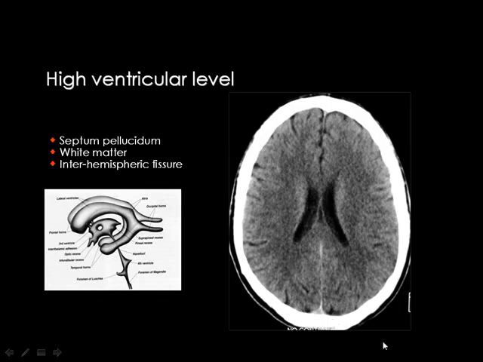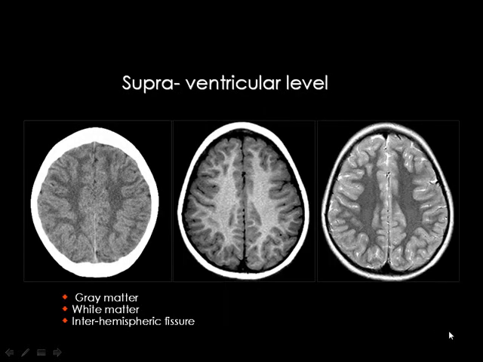Then after going up, you will see the body of the ventricle. You are cutting here through the body of the ventricle, and you see this is the body of the ventricle on the left side, and this is the body on the right side. And you see the left cerebral hemisphere, the right cerebral hemisphere separated by the falx cerebri.